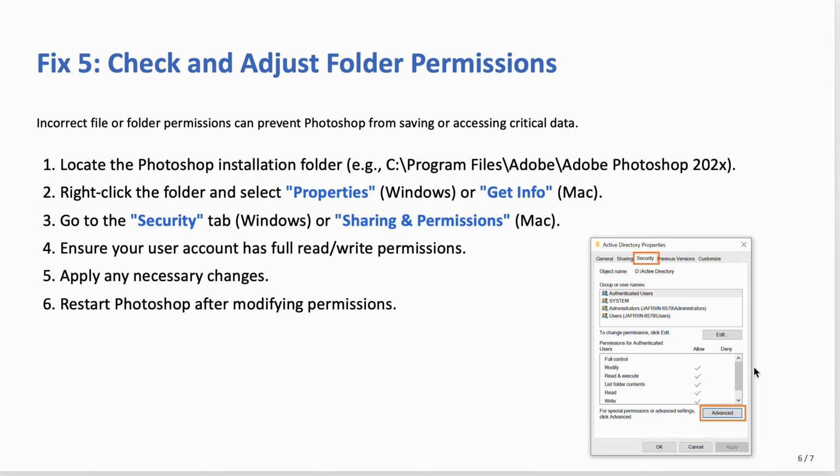Fix 5: check and adjust the folder permissions. So guys, incorrect file or folder permissions can prevent Photoshop from saving and accessing critical data. Locate the Photoshop installation folder, right-click the folder and select Properties, or Get Info, and ensure your user account has full read and write permission, and apply any necessary changes. Then restart Photoshop after modifying permissions. So this is the way that you can do it, and guys, thank you and have a nice day.